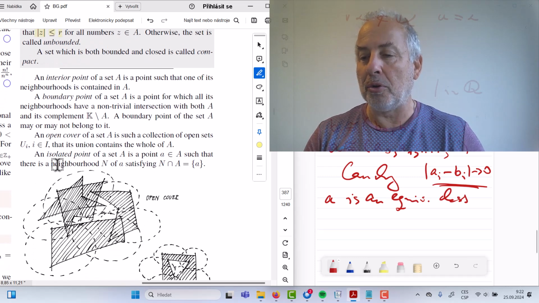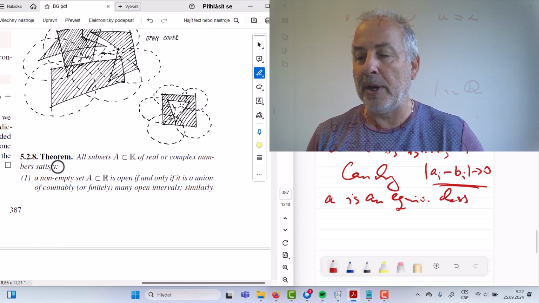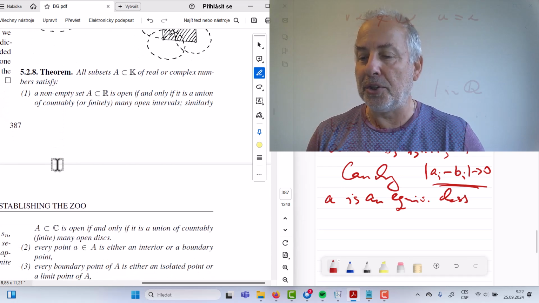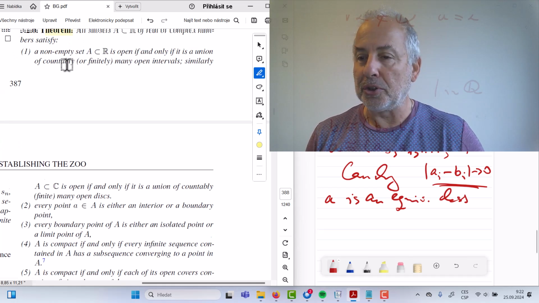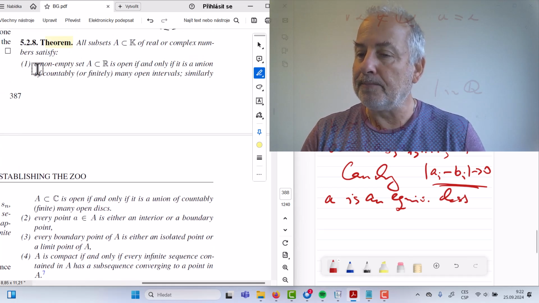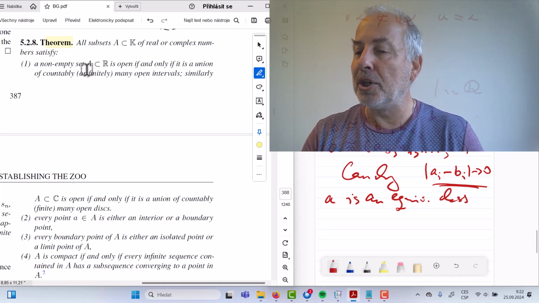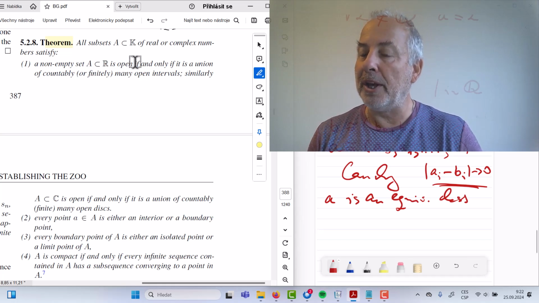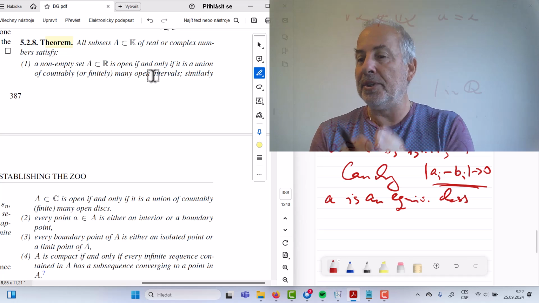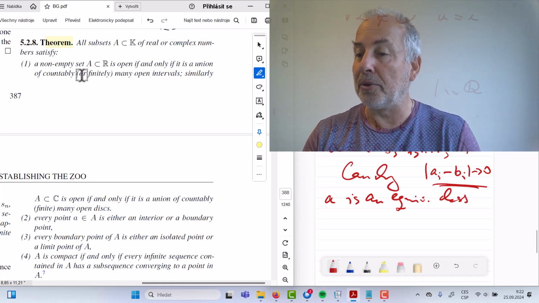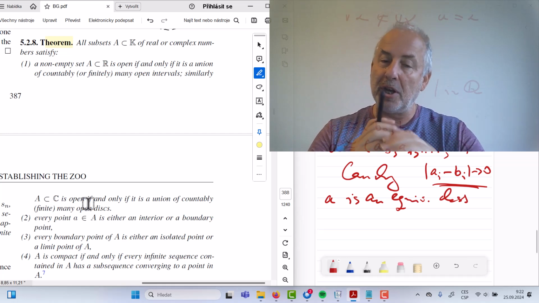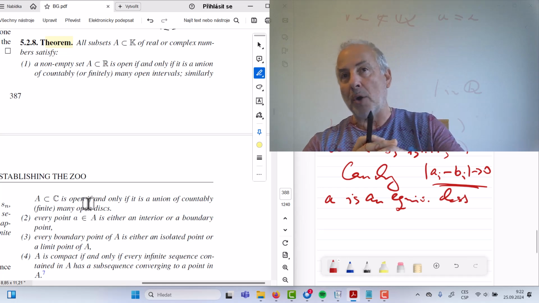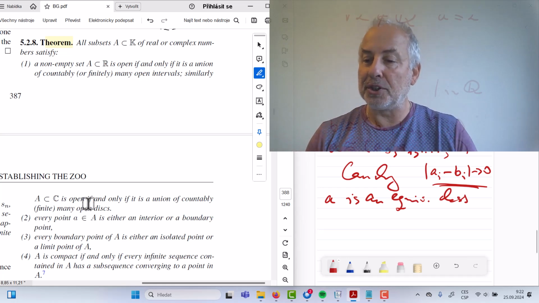And there are some more concepts, so I will not go through all of them, but here is a nice theorem which summarizes all the things together, right? So it says that a non-empty set is open if and only if it's a countable union of small open intervals or big open intervals, so countably or finitely many open intervals. In C, it's a finite or countable union of small disks.